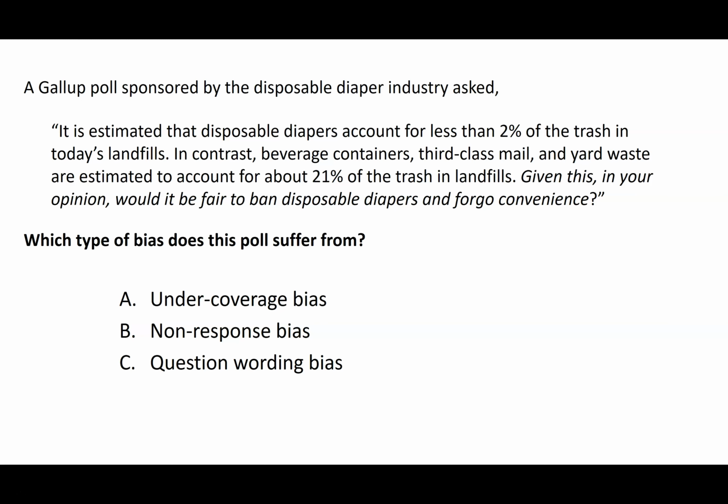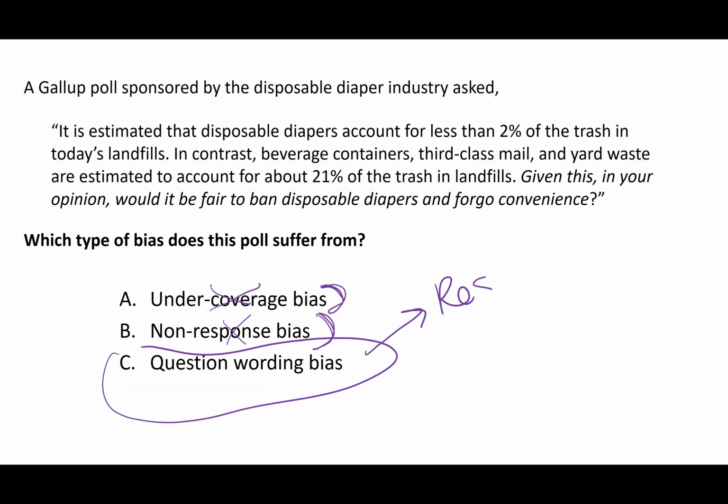Okay, so this problem doesn't address at all how folks are sampled. So, undercoverage bias, this is a form of sampling bias. No, we're not worried that specific groups of people are being left out here. And non-response bias happens once we select people to be in our sample and then they choose not to respond. That doesn't seem to be the issue here. I would definitely argue question wording bias. This is another way to say response bias.